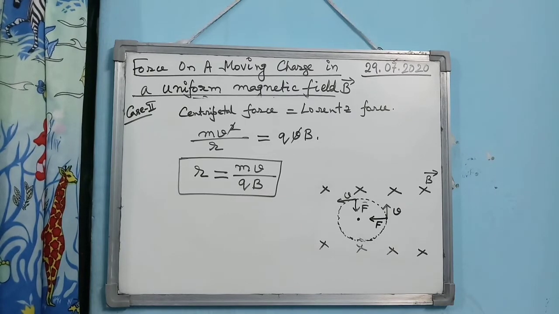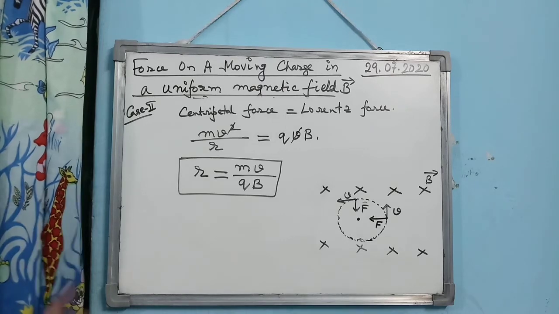In this case, radius is directly proportional to the velocity. So if the particle moves with a bigger velocity, then what will happen? It will describe a bigger circle. And if the particle moves with smaller velocity, then it will describe a smaller circle. Okay, so this is the very important point you have to remember.